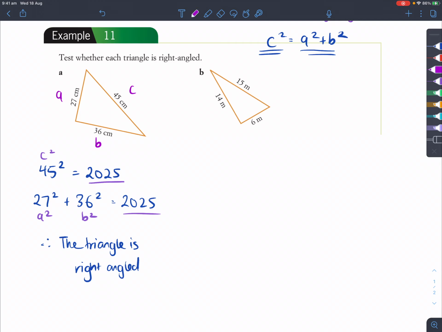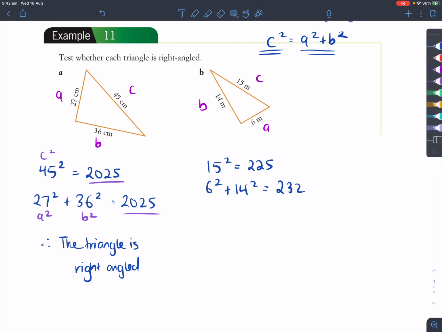Now, if we focus on the next question, we can see that the longest side is 15. So we can say that is the hypotenuse for now. And then a and b can be randomly given to the other two values. So let's find out what c squared is. C squared is going to be 15 squared, which is 225. And if we do a squared plus b squared, which is 6 squared plus 14 squared, that is equal to 232.